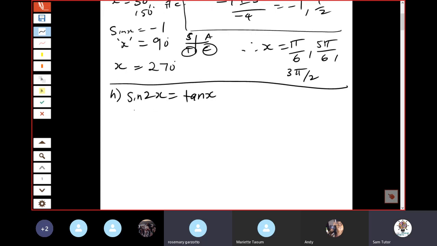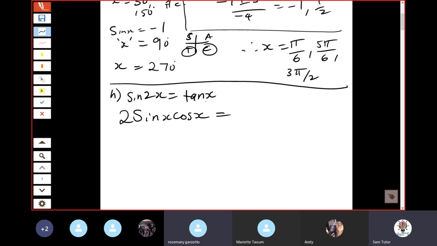Sine 2x. All right, what does that become? So sine 2x becomes 2 sine x cos x, equals 10x. And then what?